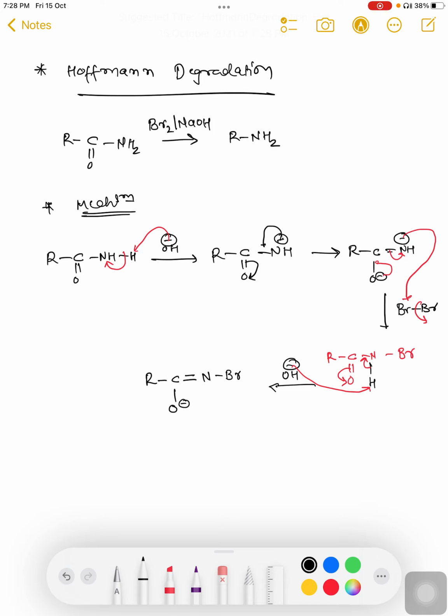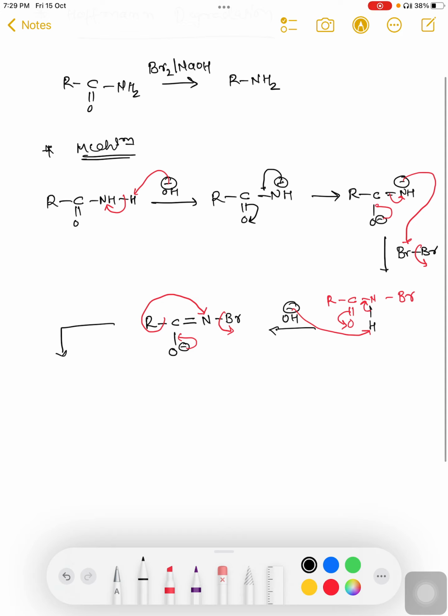Now there will be a rearrangement. When the charge from the oxygen atom reverts, the alkyl group will migrate from the carbon atom to the nitrogen atom, and this will lead to elimination of the bromide, and there will be formation of the isocyanate derivative, RN double bond C double bond O. This isocyanate is toxic, so it requires careful handling.